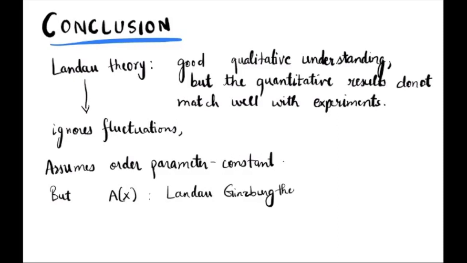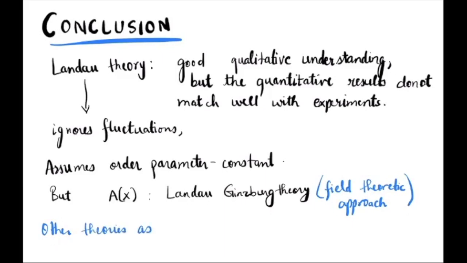we have other theories like the Landau-Ginzburg theory, which one of my classmates will discuss. In this theory, we assume that the order parameter is a function of the spatial coordinate, or we assume it to be a field variable, and that will give us better quantitative results than this. And there are other theories to understand phase transitions as well, such as the renormalization group.